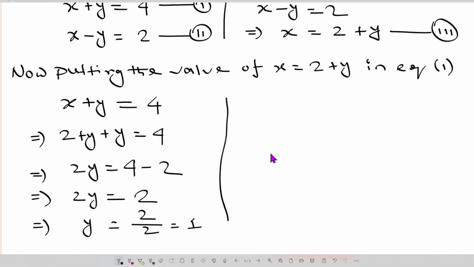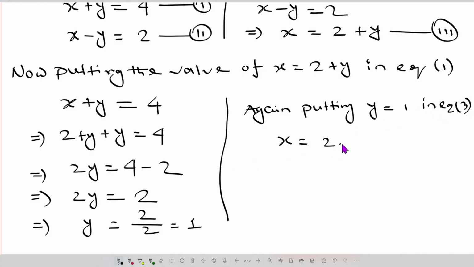Now what can we do? We can write again, putting y equals 1 in equation 3. So x equals 2 plus y. So 2 plus this y, which is 1. So 2 plus 1 means 3.